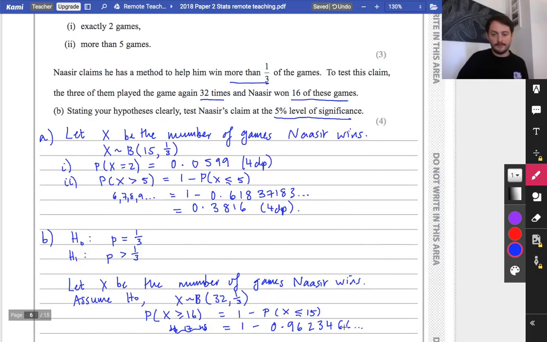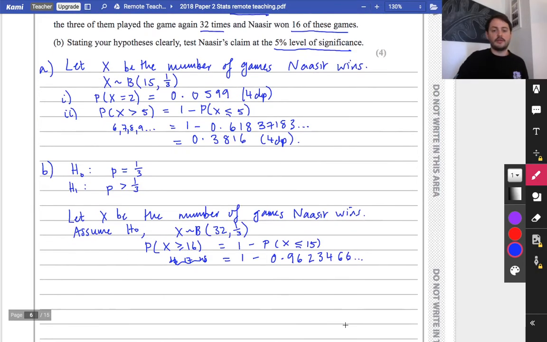0.9623466, and so on. So let's just work this out. It's going to be significant if it's a rare thing to happen. 1 minus 0.9623466, and I'm going to give this to 4 decimal places, 0.0377. Now, this is really rare for it to have happened. It's only a 3% chance that he would have got 16 or more. And this is less than 5%. 3% is less than 5%.